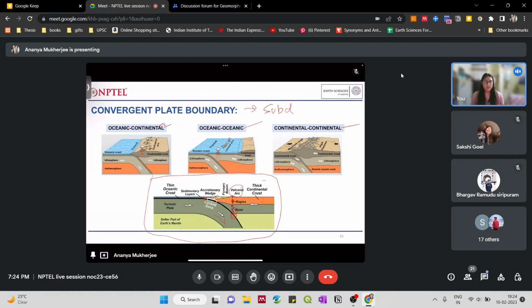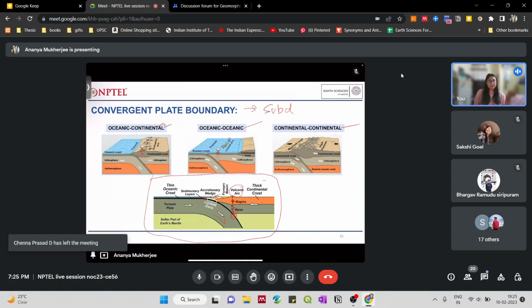Okay, and then you have the accretionary wedge, and then you have the fore-arc basin. These are some features of a subduction zone. This is a generalized diagram. You mostly get these features at the subduction zones. There might be some differences in the spatial relationship of these features.